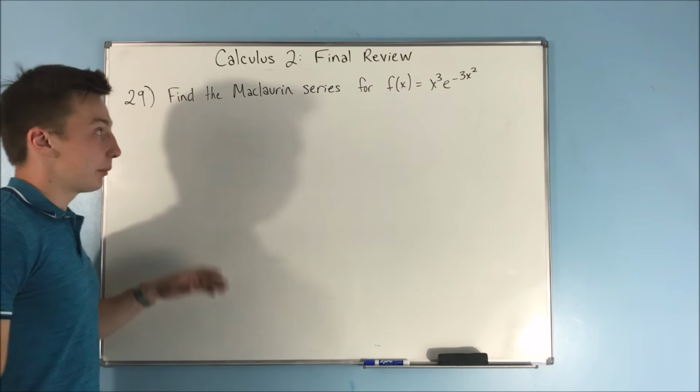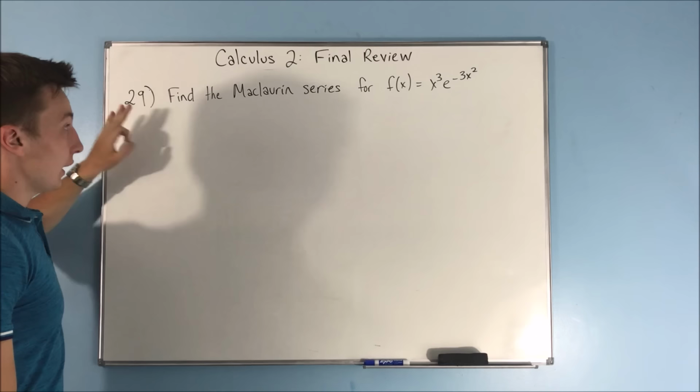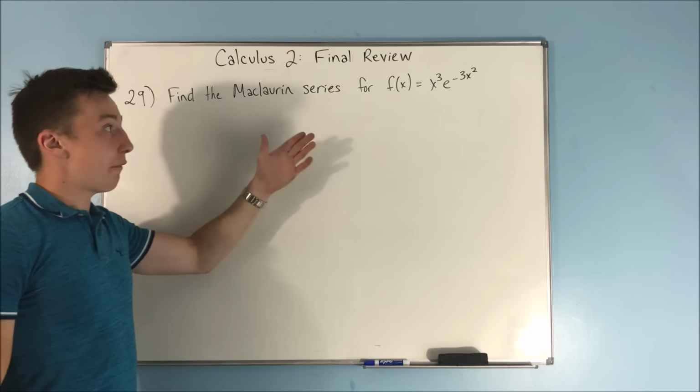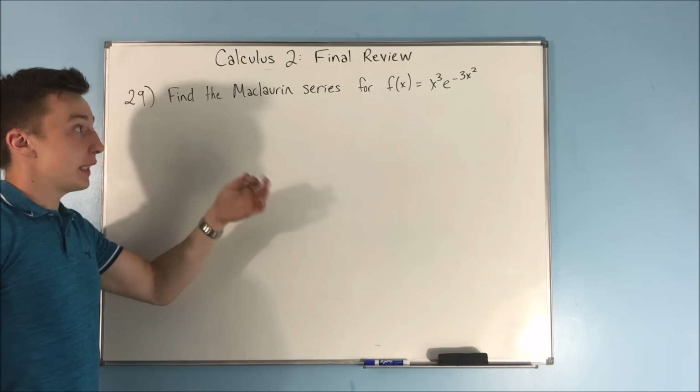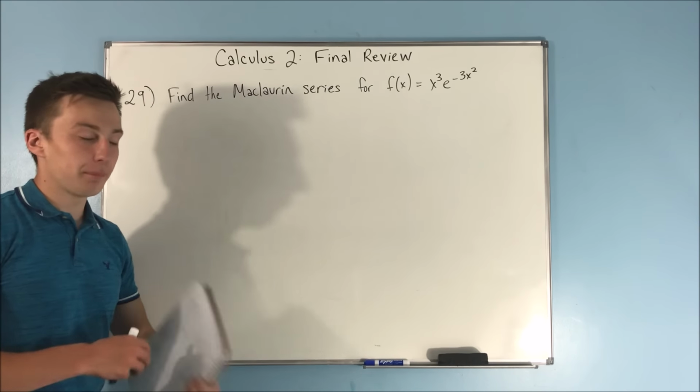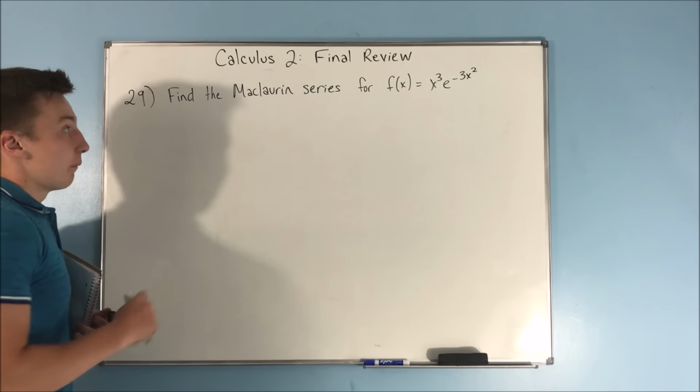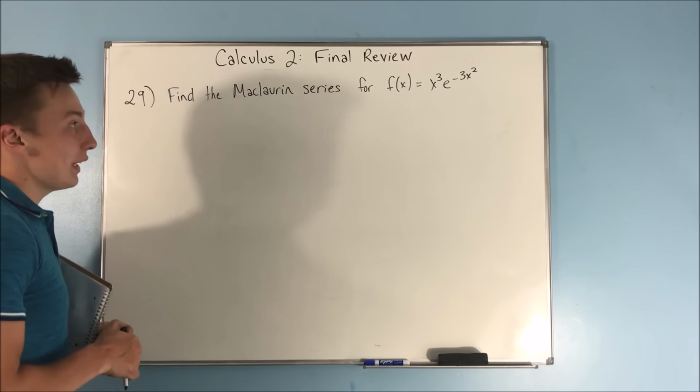So, last two problems here. All right, we have 29. Find the Maclaurin series for f of x equals x cubed times e to the negative 3x squared. Okay, so now how do we even go about doing this?